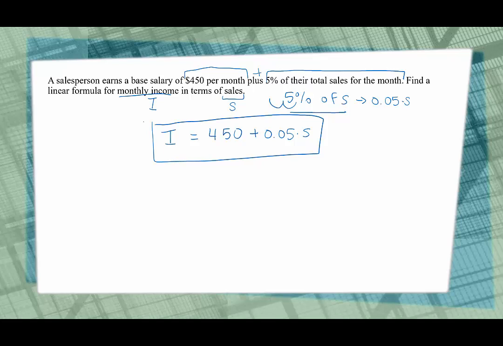Now, we're not told anything, but maybe we're told this person made $10,000 in sales or $500 in sales. If we knew how much they made in sales, then we'd be able to calculate this particular salesperson's income. But we don't have that information. We're just setting up the model, and there it is.